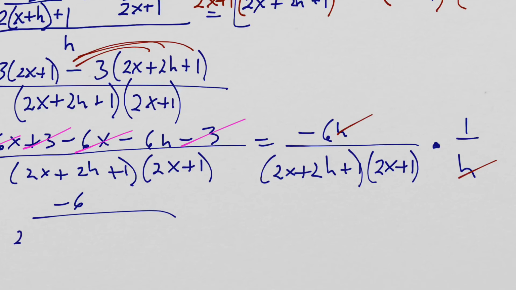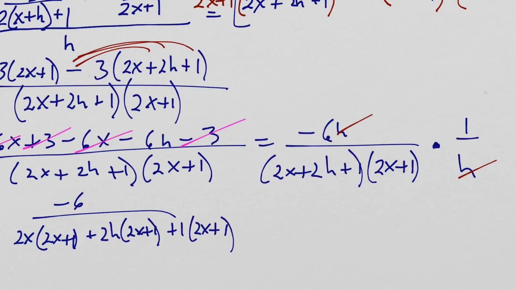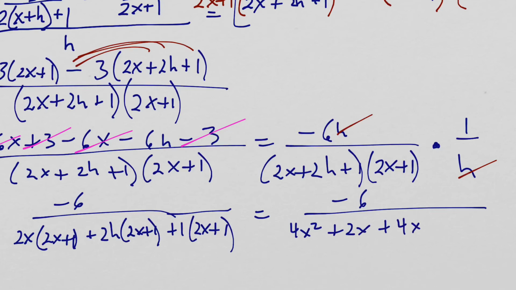So we've got 2x times 2x plus 1, plus 2h times 2x plus 1, plus 1 times 2x plus 1. So I got minus 6 over 4x squared plus 2x plus 4xh plus 2h plus 2x plus 1.